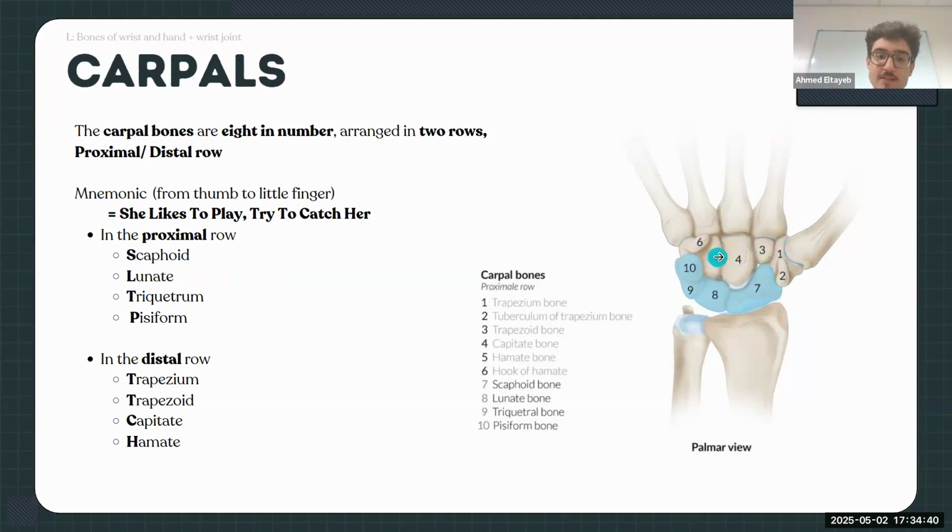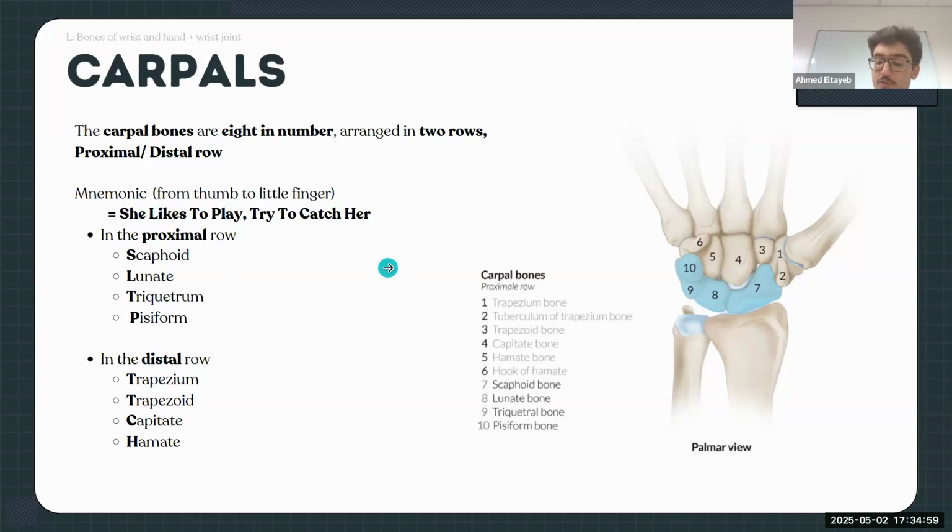We're gonna have capitate and then hamate. Okay? So again, let's go through the proximal and then the distal row. We can use this mnemonic: She likes to play, try to catch her. She, scaphoid; likes, lunate; to, triquetrum; play, pisiform.